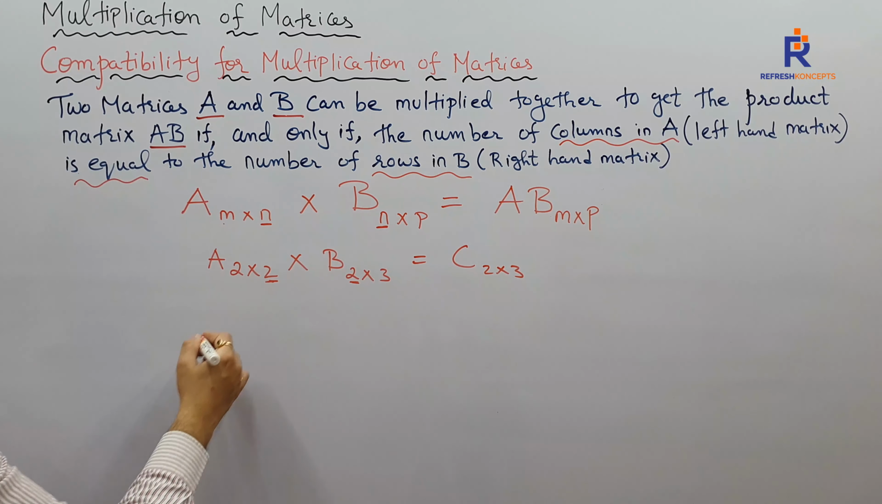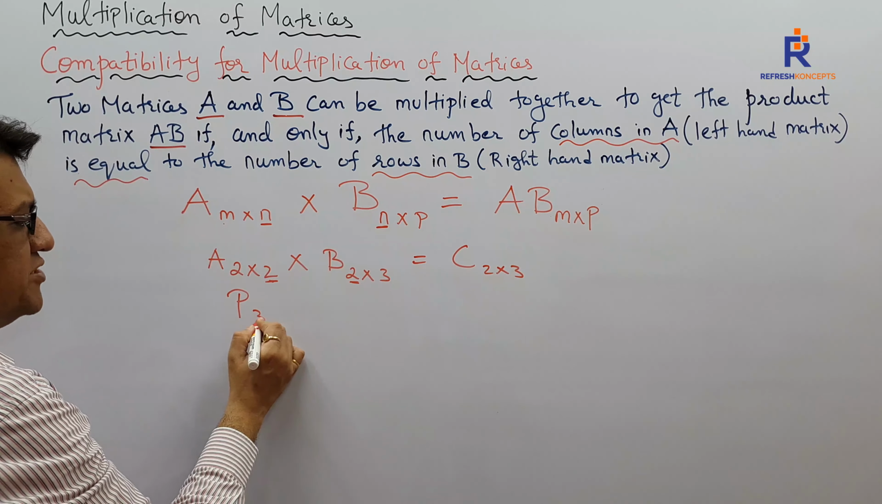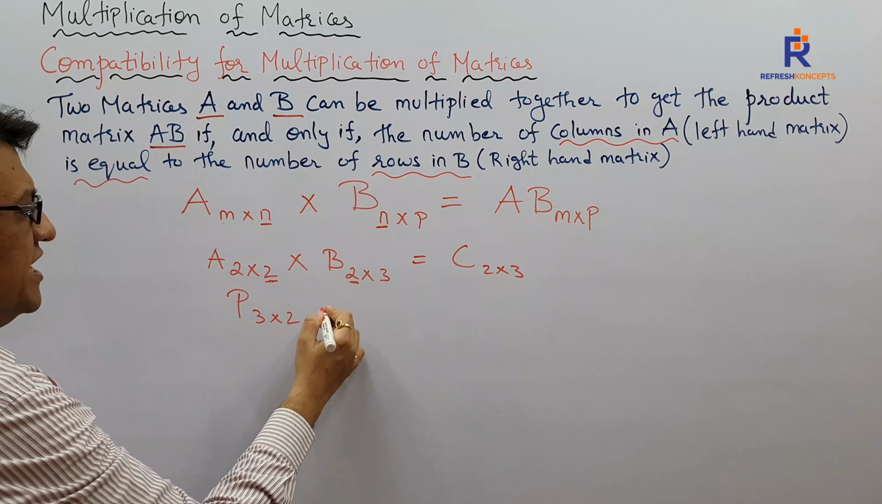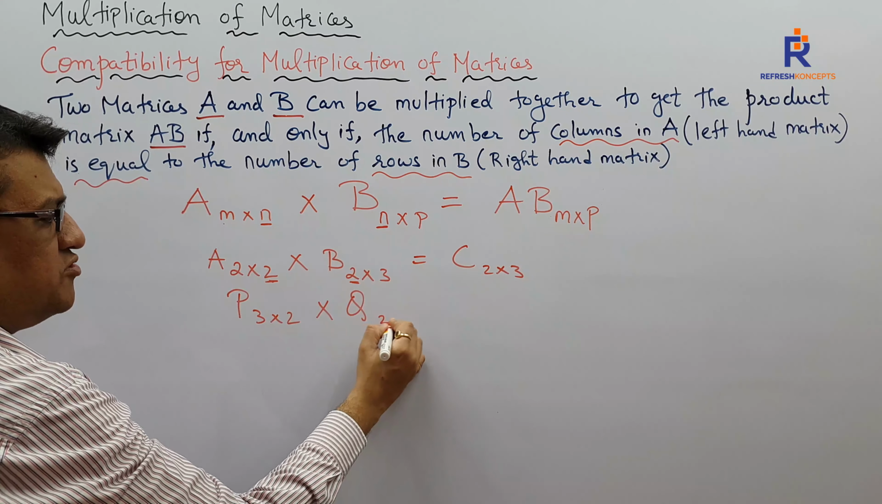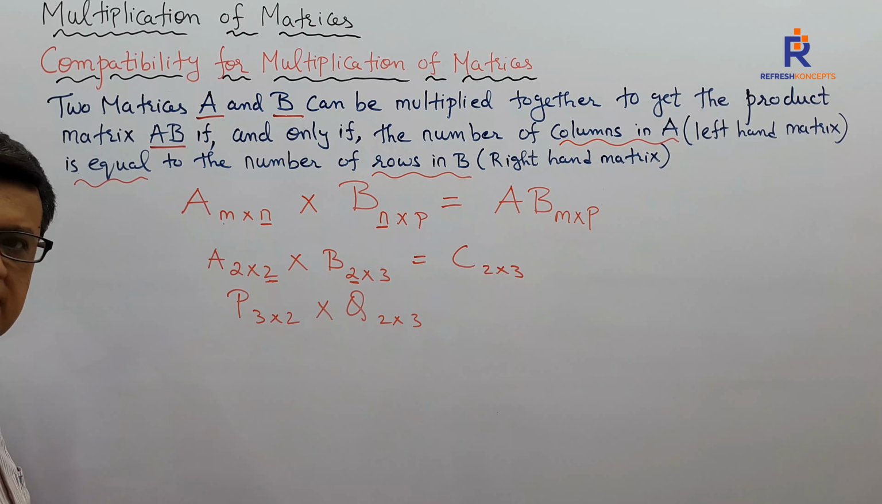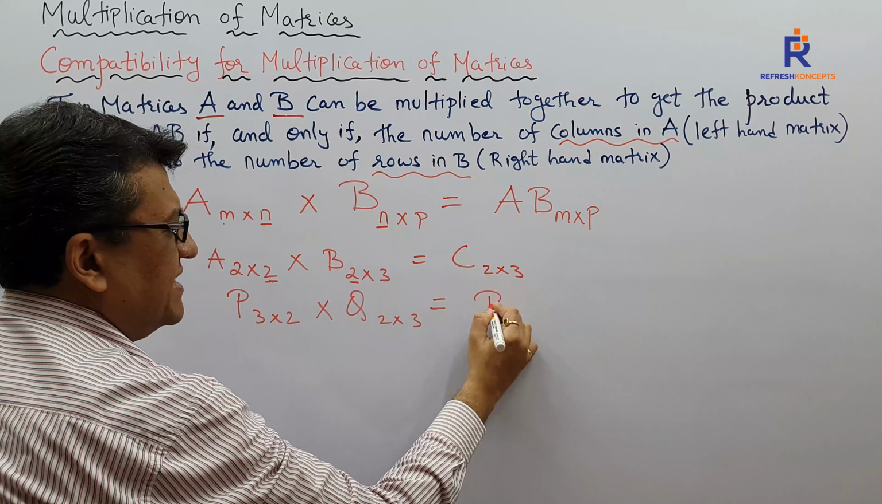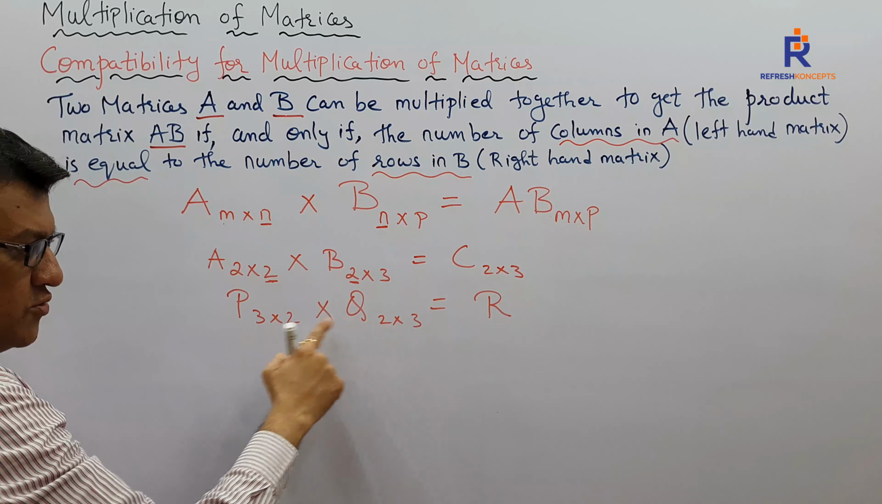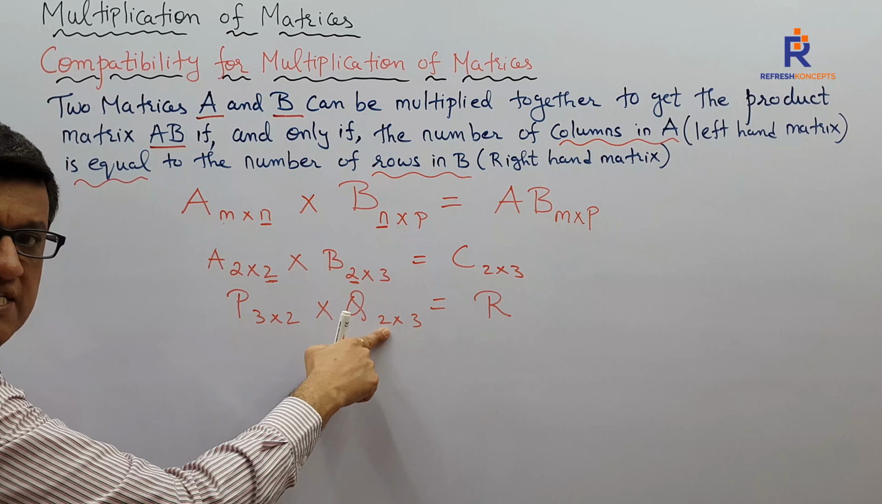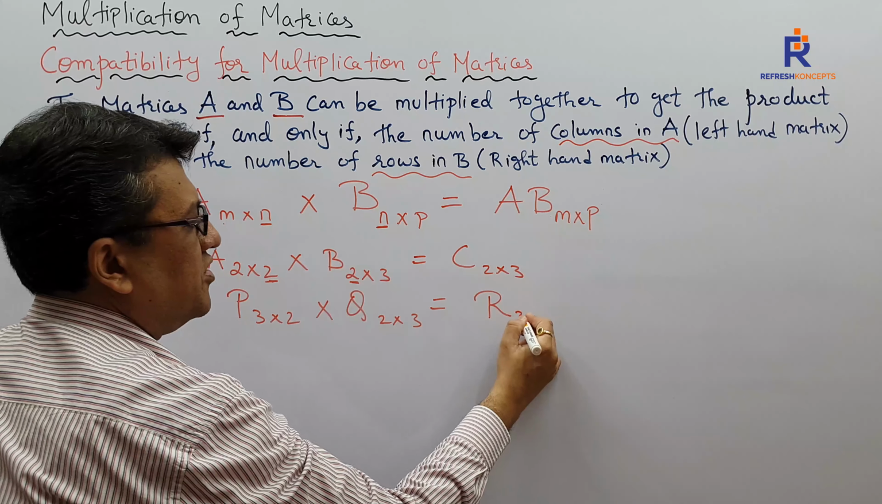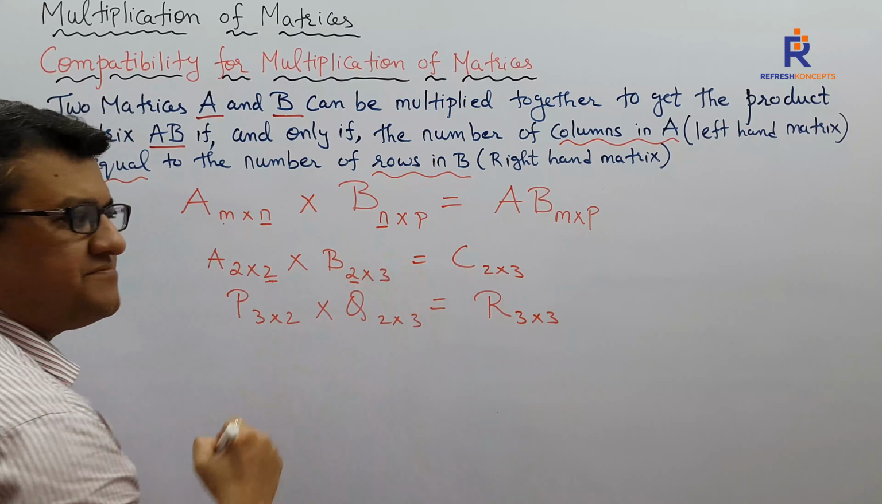We take one more. Say matrix P of the order 3 by 2 into matrix Q of the order 2 by 3. What shall be the resultant matrix? The resultant matrix will be R. First of all, we'll check, are they same? Indeed. So the resultant matrix will be of the order 3 by 3.